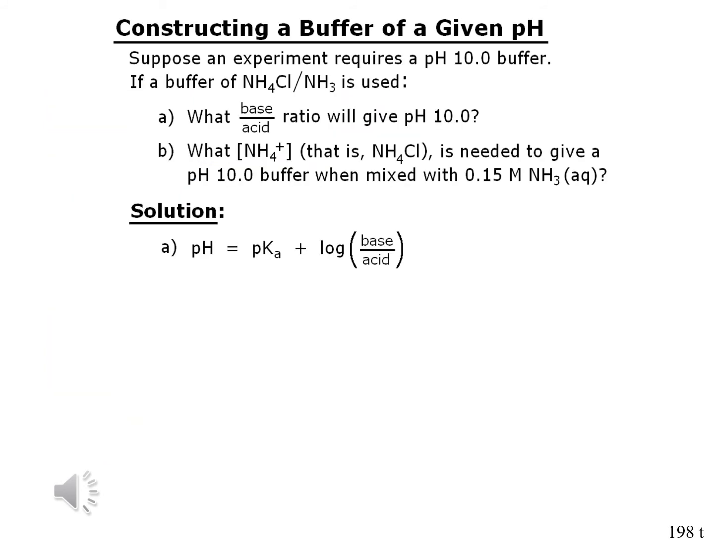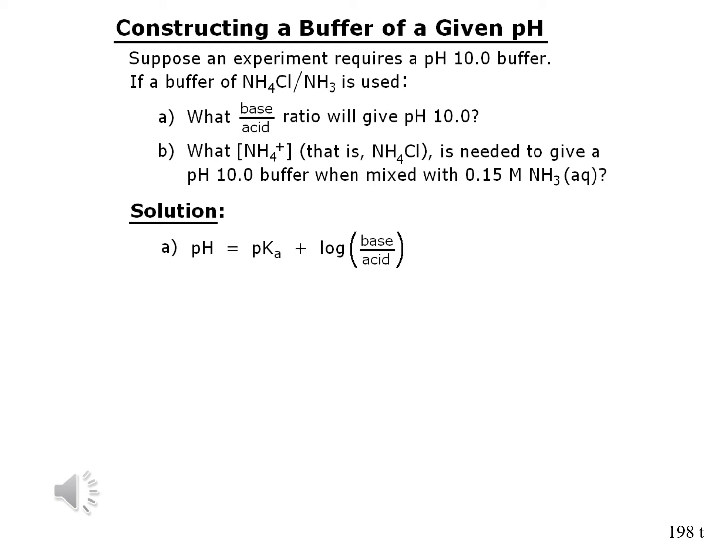Now, this is another kind of problem I want you to be able to do. Let's suppose that you do an experiment that requires a buffer of a certain pH. This experiment, let's say we need a pH 10 buffer. Well, if you remember, we said that in order to get a buffer of that pH, you have to pick an acid that's got a pKa between 9 and 11, because that's the plus or minus 1 range.